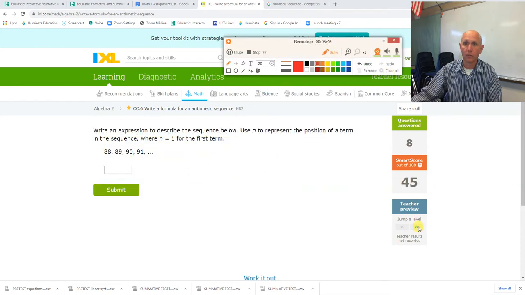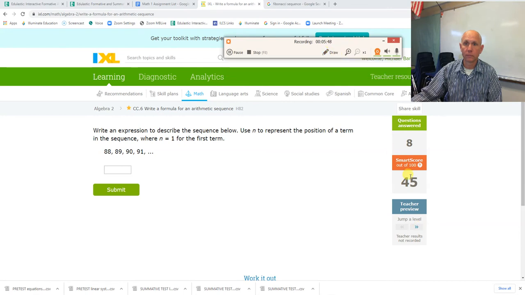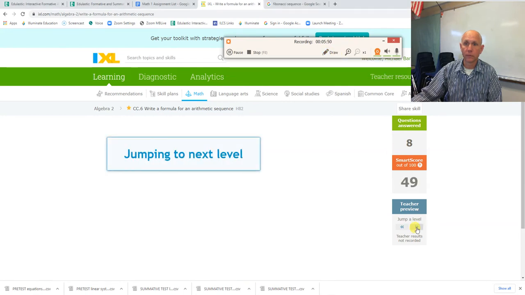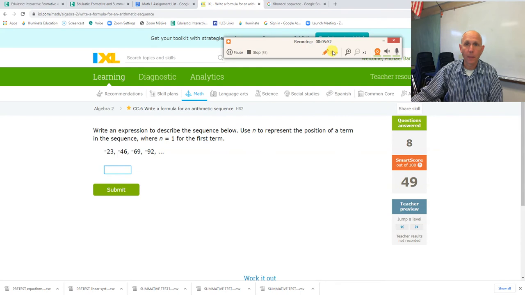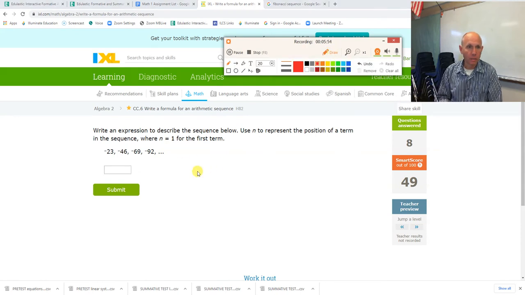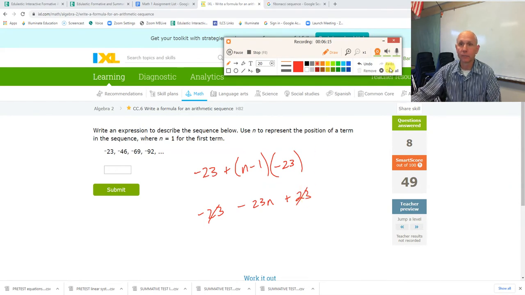Let's jump a level. Oh, that was a big jump. Value of the first term is negative 23 plus n minus 1 times the difference. This time it's going down by 23. It really is going down, yes. Negative 23 minus 23n plus 23, because a negative times a negative is a positive. Cancel, cancel, so negative 23n.